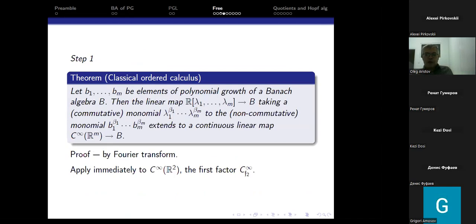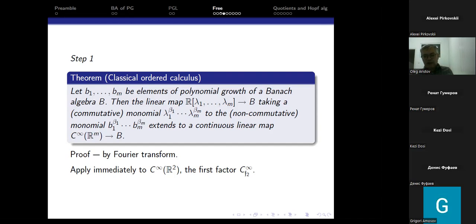For step one, we use a theorem on the classical ordered calculus. If we have finitely many elements of polynomial growth of a Banach algebra, then of course we can take each commutative monomial in some variables lambda 1, ..., lambda m to the non-commutative monomial of b1, ..., bm, but with fixed order.